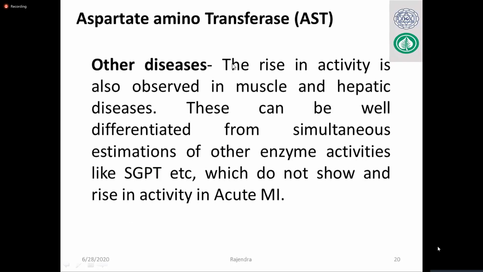And in other diseases, the rise in activity is also observed in muscle and hepatic disease. Yes, I told you, the rise in activity is also observed in muscle and hepatic disease. That means SGOT or AST can be increased in other diseases rather than heart attack or myocardial infarction. These can be well differentiated by simultaneous estimation of other enzyme activity like SGPT, which does not show a rise in activity in acute myocardial infarction.